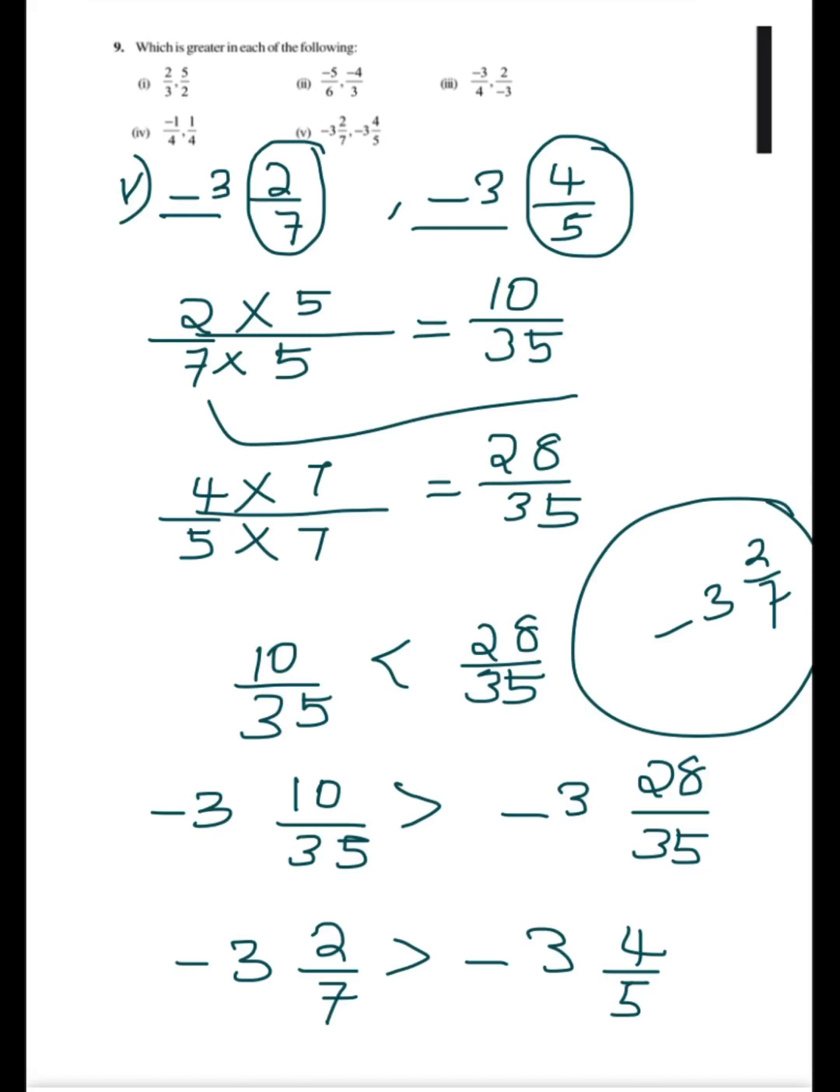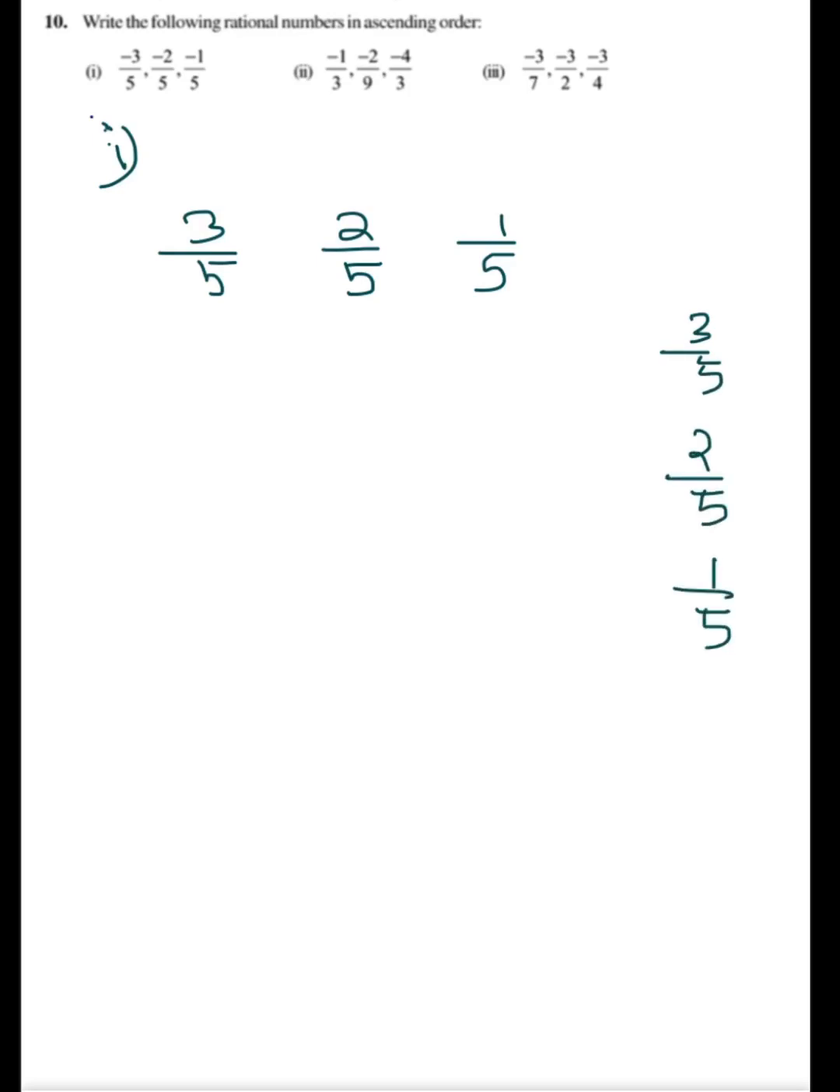Understand? Now let's see the 10th question. So this is our question. Write the following rational numbers in ascending order. The first question is minus 3 by 5, minus 2 by 5 and minus 1 by 5. Without considering the negative sign, if you write the numbers, that is 3 by 5, 2 by 5 and 1 by 5, then you know which will be the greater number? 3 by 5 will be greater, and after that it will be 2 by 5, and after that it will be 1 by 5. Okay.